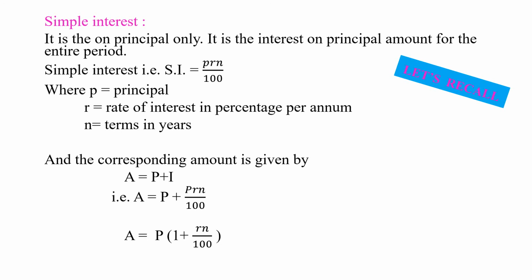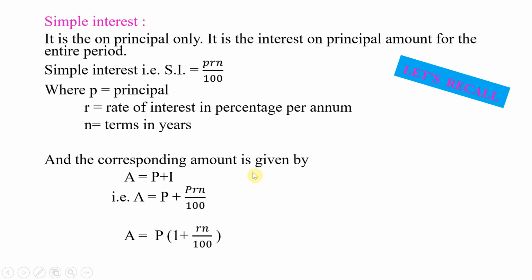Let us recall first. In the last few lectures we saw simple interest. It is the interest on the principal amount for the entire period. Simple interest, that is I = PRN divided by 100, where P is the principal, R is the rate of interest in percentage per annum, and N is the term in years.